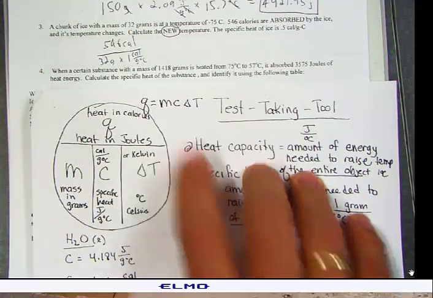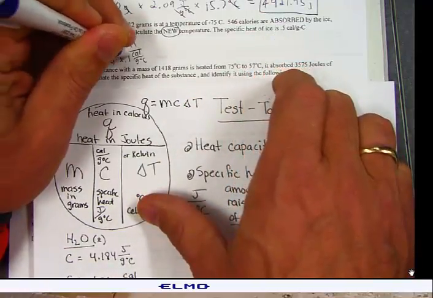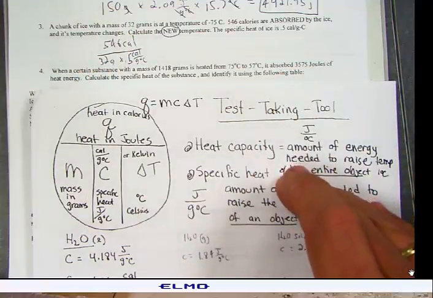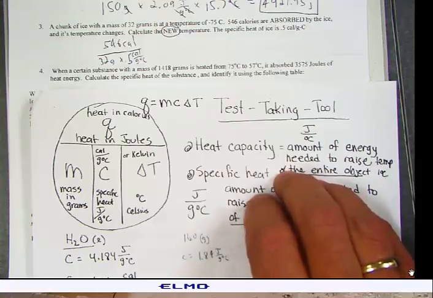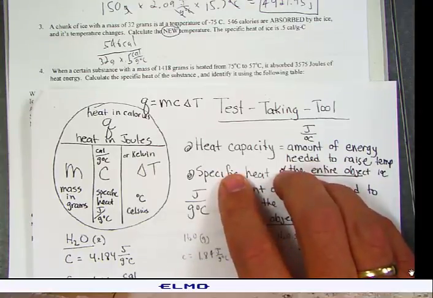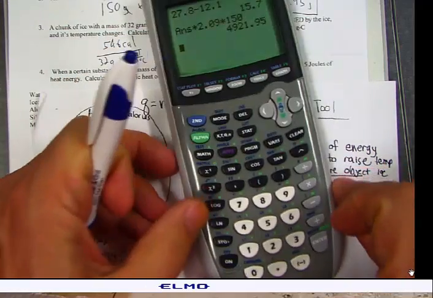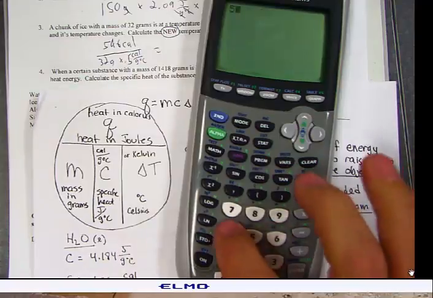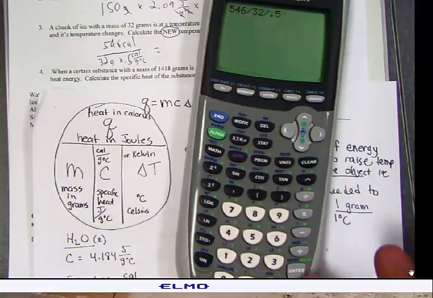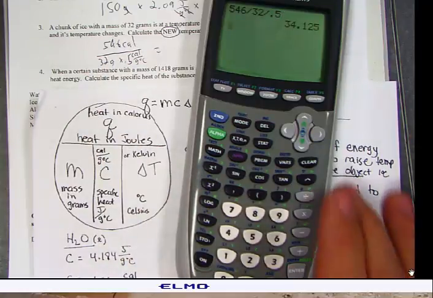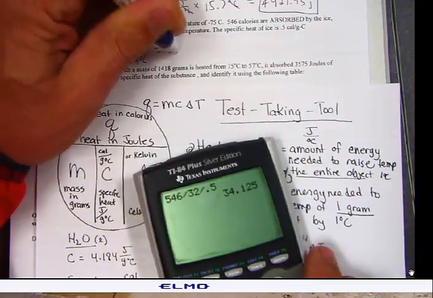Oh, I guess I have to reread this. Specific heat of ice is 0.5 cals per gram degree Celsius, because it's a solid, so it has a different specific heat than the liquid. When I put this into my calculator, 546 divided by 32 divided by 0.5. No need to put the time sign. That'll be a change of temperature of 34.125 degrees.